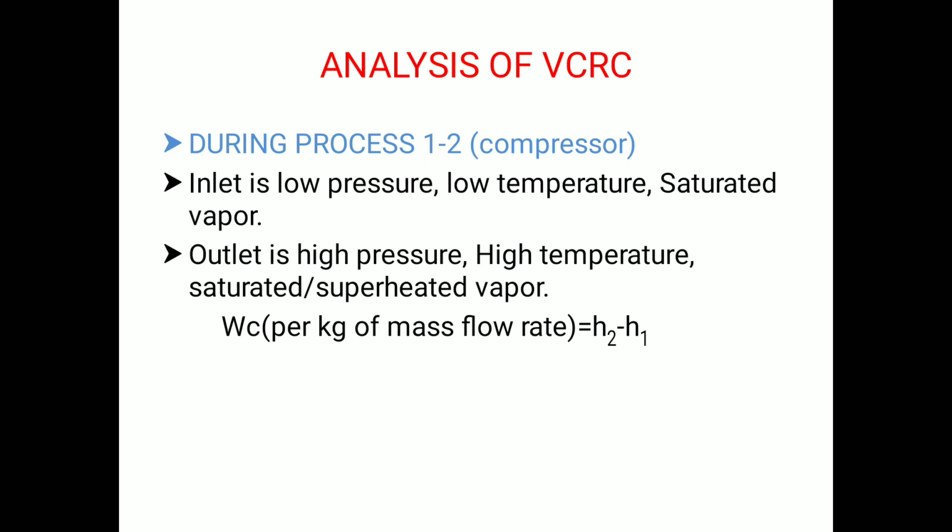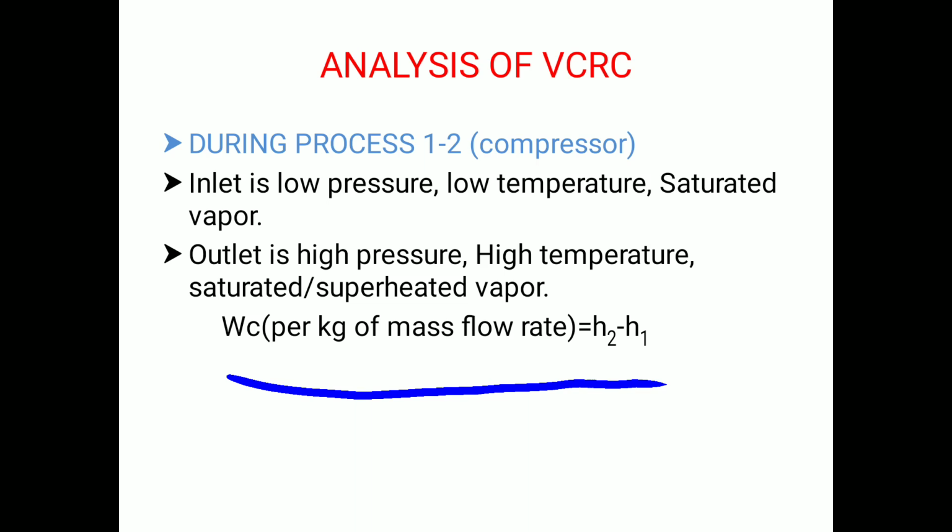Inlet and outlet condition of compressors. If you want to calculate how much work input is given to the compressor, you can find it by knowing the enthalpy at inlet and outlet. So compressor work per kg of mass flow rate is equal to H2 minus H1.